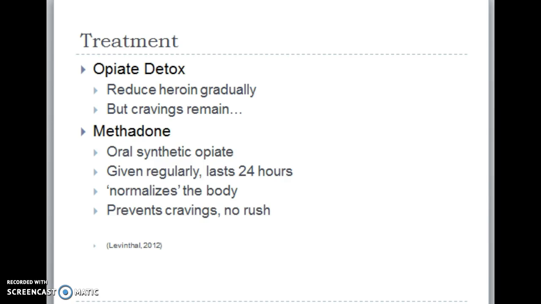Methadone is one treatment. This is an oral synthetic opiate, so it's been created by man as a way of dealing with the withdrawal symptoms of an opiate. Generally it's prescribed in a liquid form. It's drunk with some kind of orange juice, and it's given every day, at the same time every day, because it only lasts 24 hours, and it helps to normalize the body, meaning it helps prevent any cravings.